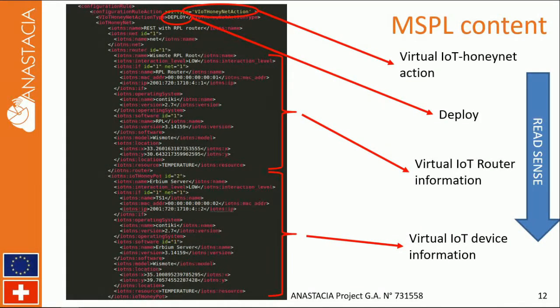We need to deploy an IoT HoneyNet, and we can also specify the details about the IoT environment in order to replicate it, including parameters like virtual routers and virtual IoT devices, with its addresses, operating systems, services, and so on.